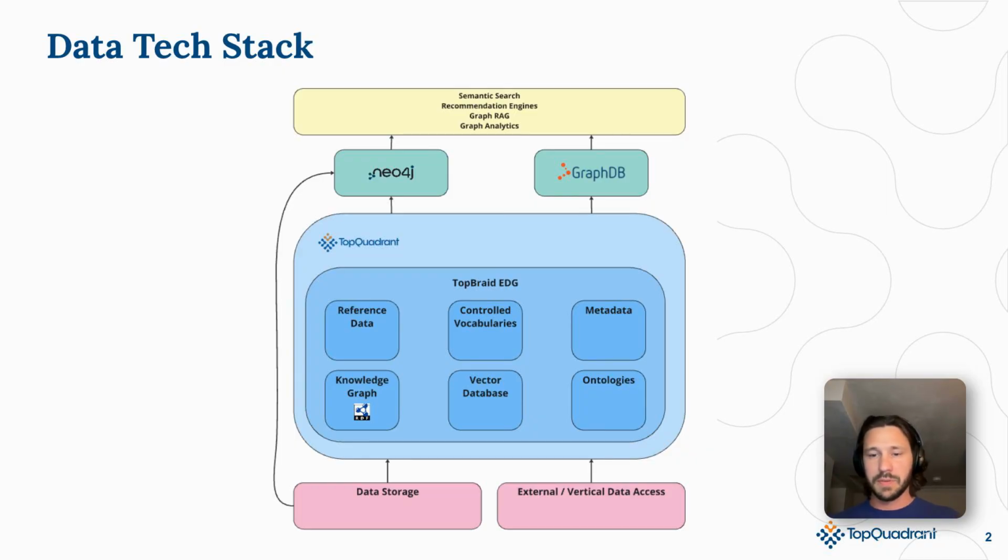At the top, some of the potential applications you could build using this architecture: semantic search, recommendation engines, graph RAG, graph analytics. I'll be showing a recommendation today, but this is the overall architecture of how that would work. So without further ado, let's get into the demo.